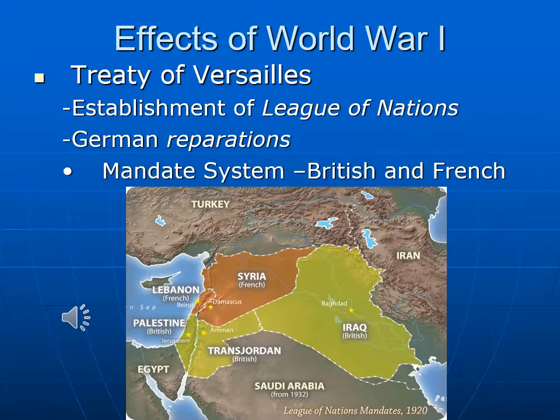Also, what happens is that Germany got very, very harsh sanctions against them. They could not have an army larger than 100,000. They could not have any more battleships. Their navy was reduced. They could not have an air force, and they had to get rid of their Kaiser. They had to get rid of their leader. They could not have a monarchy, so they had to become a republic.